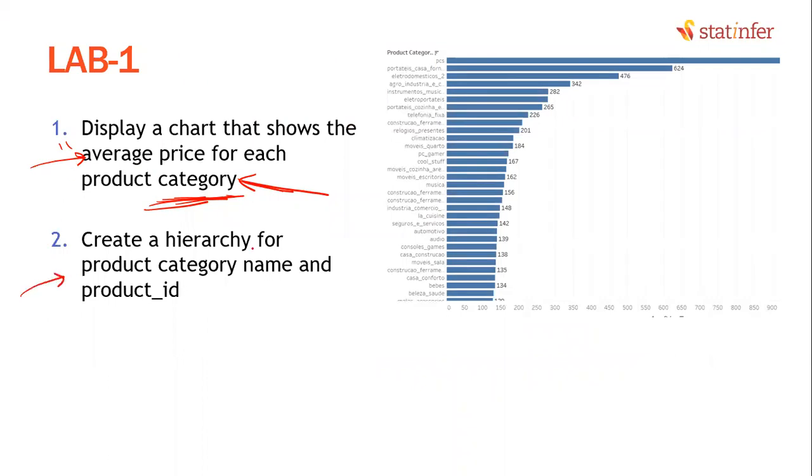And the next exercise is create a hierarchy for product category name and product ID. You have product category name, and under that you have to create product ID. See whether you can work with that hierarchy and you can use that to create a similar graph. That is your first lab exercise. Once you're done with it, we will move on to the next topic of discussion.